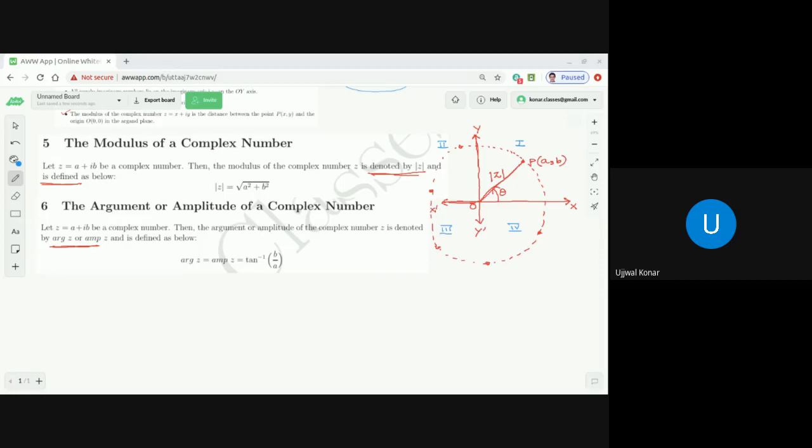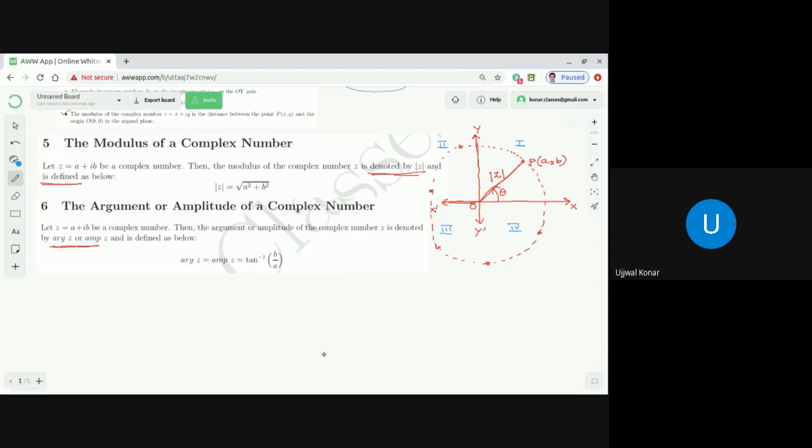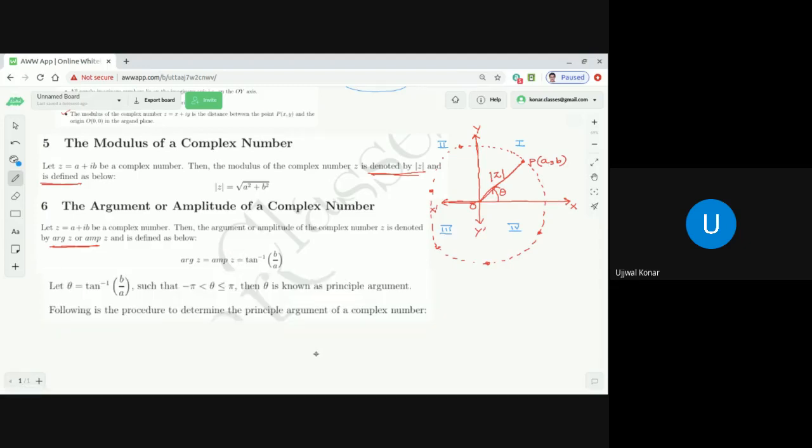But before going to tell this, if we assume that theta is equal to tan inverse of b by a, dear students, then what can we say? We can say that theta is in between minus pi to pi. If theta is equal to tan inverse of b by a such that theta is in between minus pi to pi, excluding minus pi and including pi, then theta is known as the principal argument.